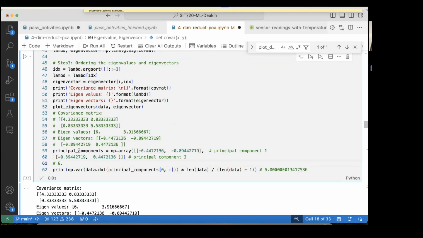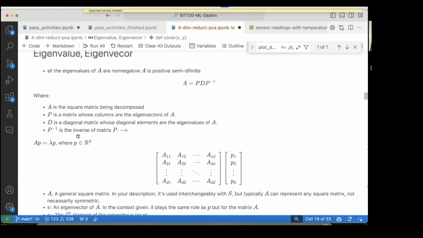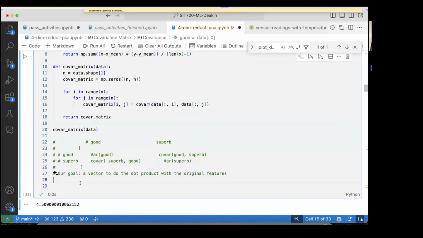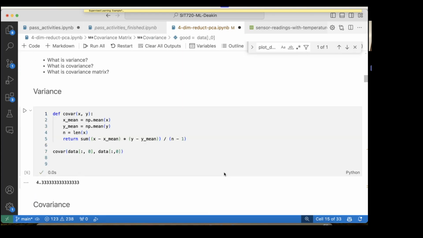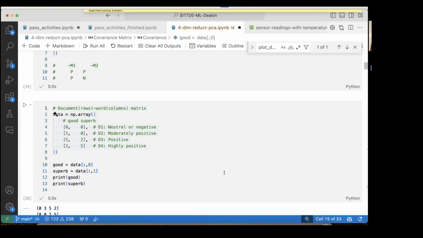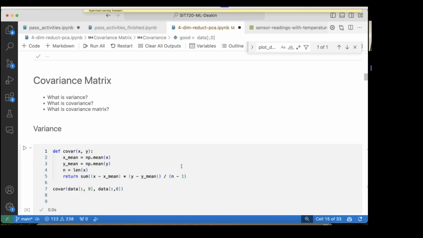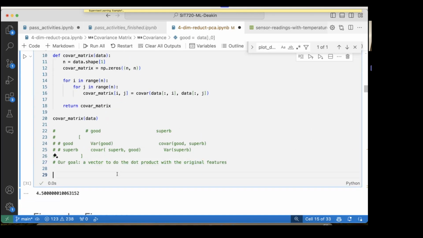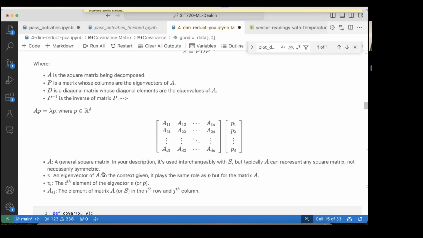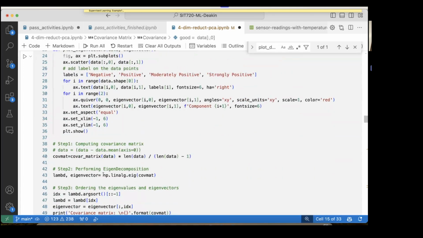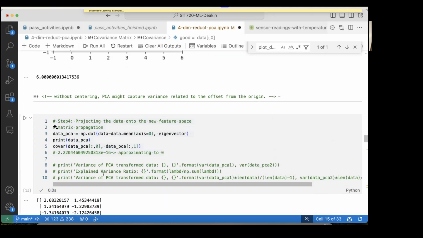I do remember. Okay, let me go from this. Are you clear with this goal we want to achieve? We want to find a vector to do the dot product with the original feature, so we can get a new feature. Okay, that will be good. So let me start from this part. The vector we find is P, right? The eigenvector. The eigenvector is also called the first component in PCA, right?